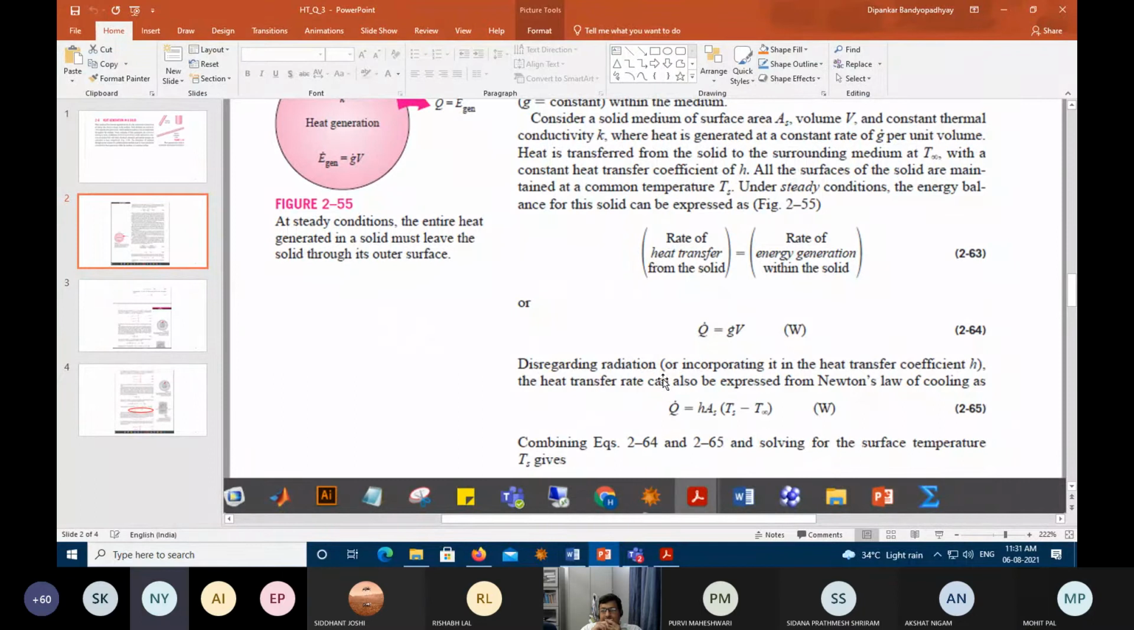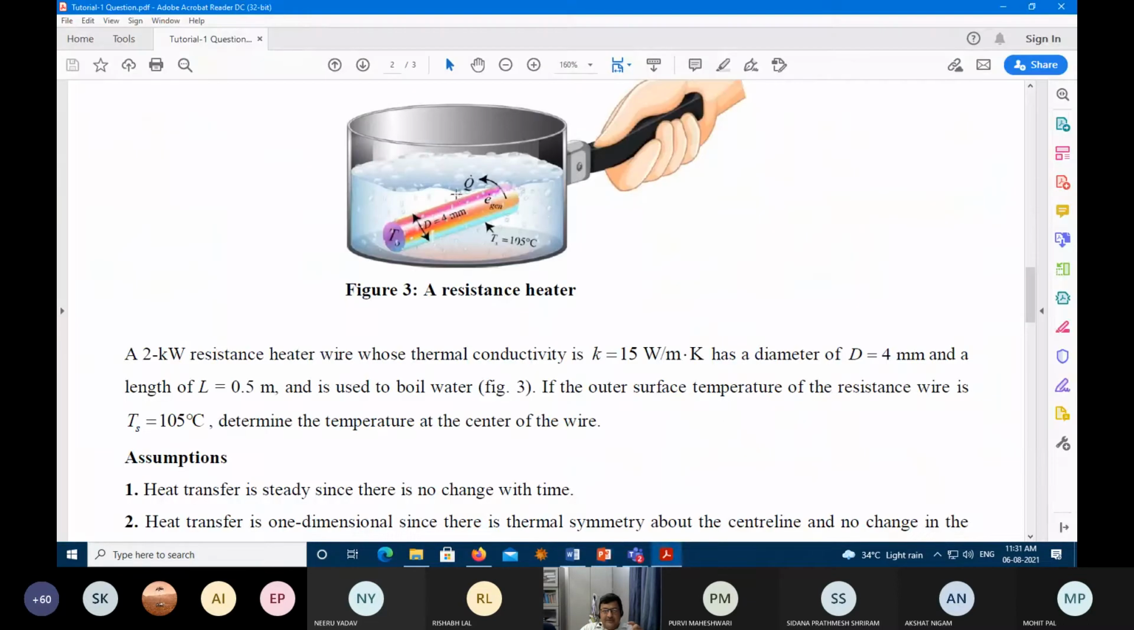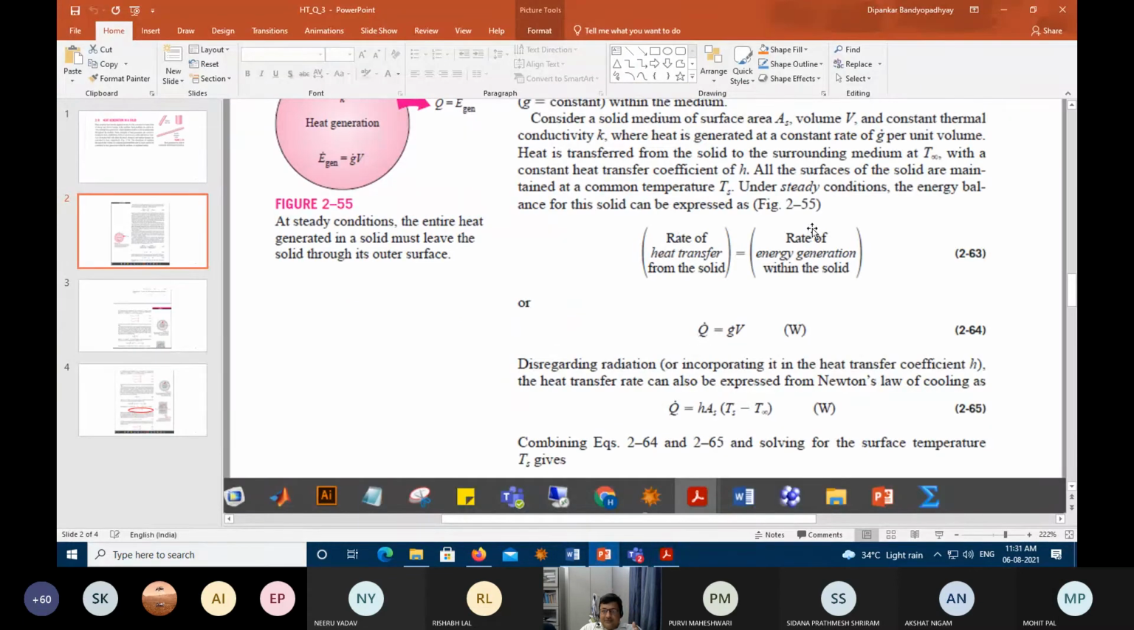Yes, sir. So the rate of heat transfer from the solid is equal to the rate of energy generation within the solid, right? Whatever energy you are generating is what you are transferring. In this wire, whatever heat I am generating per unit volume is the energy that I am transmitting to the water, and I can consider this to be the same. This is what we have just calculated: Q dot equals E dot into V.